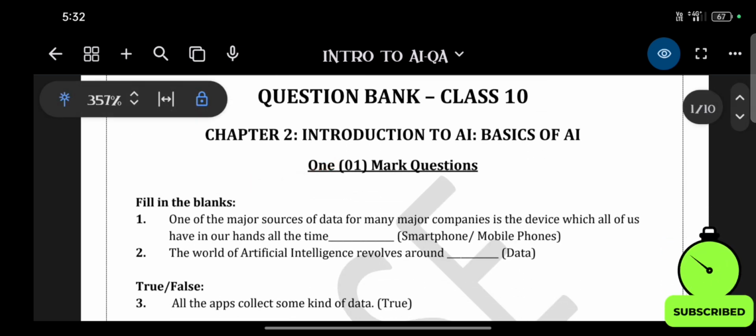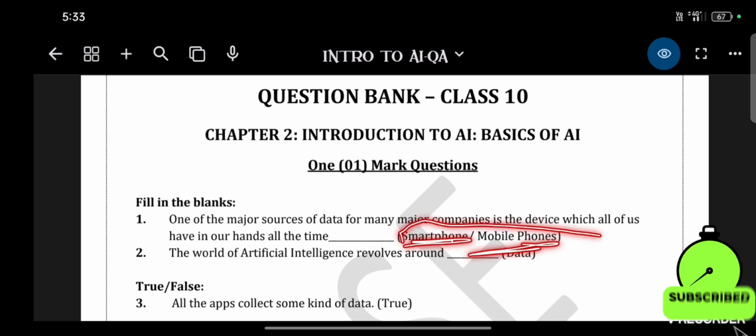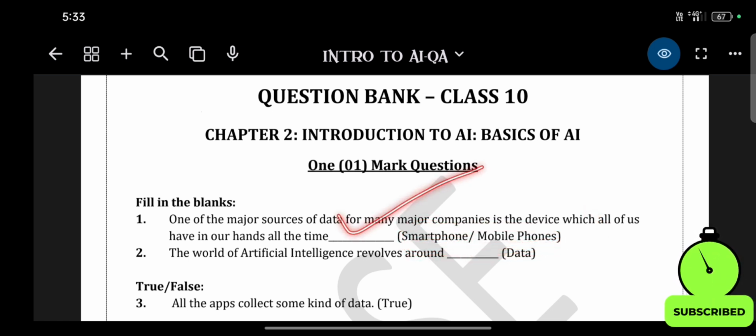First, fill in the blanks. One of the major sources of data for many major companies is the device which all of us have in our hands all the time, maybe smartphone, maybe mobile phone. Either, anyone you can write here.